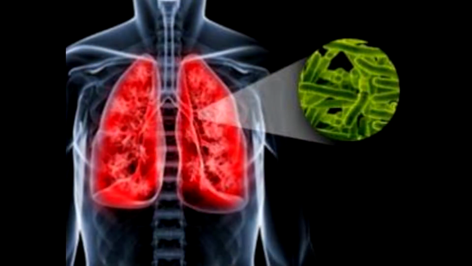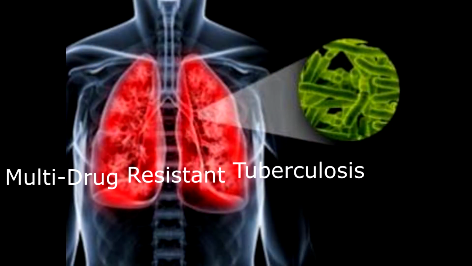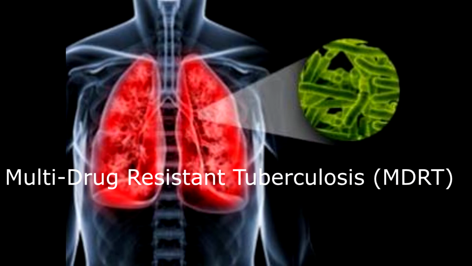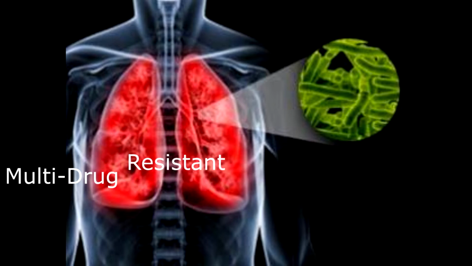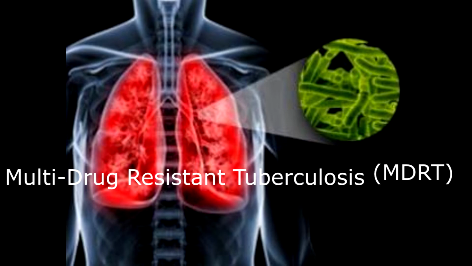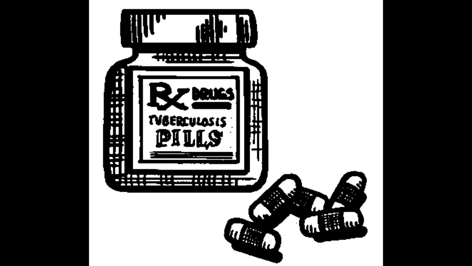Another major health problem is multi-drug resistant tuberculosis. TB is spread from person to person through air. It affects the lungs, however, it can affect organs such as the brain or kidneys. This disease is caused by bacteria that have become resistant to rifampin, which was previously used to treat TB.